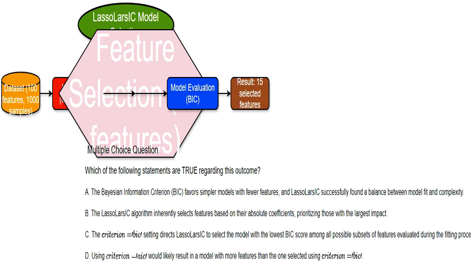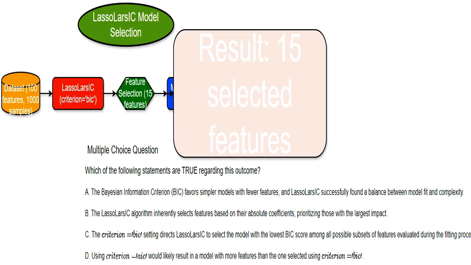A lower BIC score is better because it means I've found a simpler model that still predicts well. It's a trade-off. The model should be simple to avoid overfitting, but still capable. After running the LassoLarsIC with BIC, my model only uses 15 of the 100 features. This means 85 features were deemed unnecessary for accurate prediction by my model. This is expected because LassoLarsIC seeks simpler and more efficient models by removing redundant features.